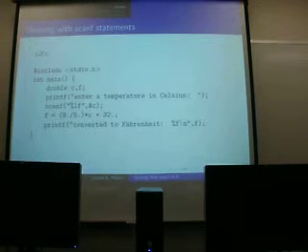Today we are going to convert a temperature in degrees C to a temperature in degrees F. Canadian to U.S. Canadian. Canadian, right.